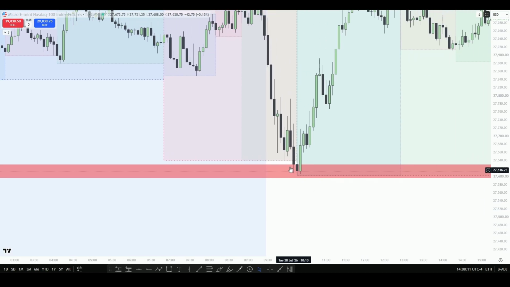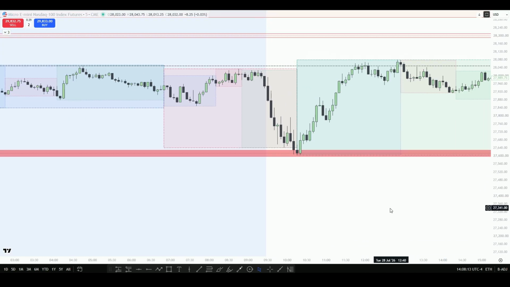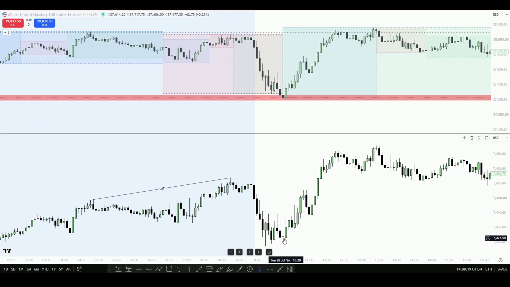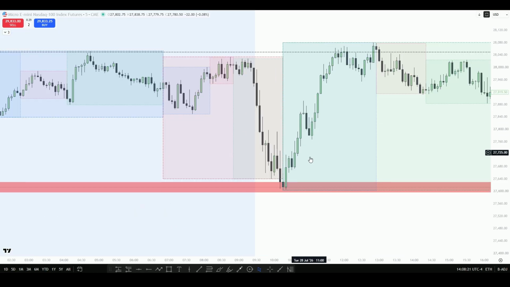Yeah, baby. I told you there is an NDOG there, exactly there. And there is an SMT between manipulation and distribution cycles. Yes, look at that. Isn't it exciting to see that?